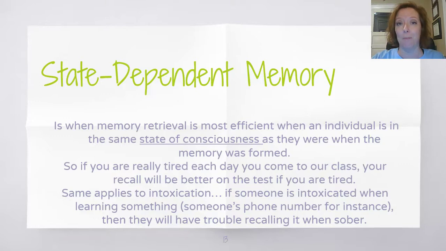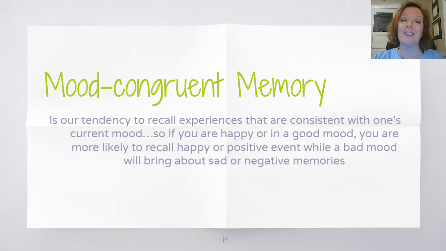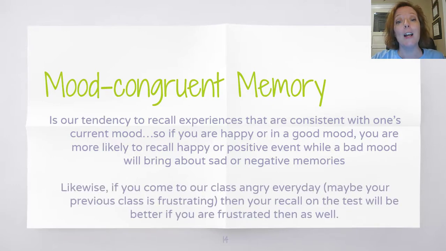Mood congruent memory is our tendency to recall experiences that are consistent with your current mood. So if you're happy or you're in a good mood, you're more likely to recall happy or positive events versus being in a bad mood and only remembering sad or negative memories. Likewise, if you come to our class angry every day, like maybe your previous class is frustrating, then your recall on the test will be better if you're frustrated then as well.